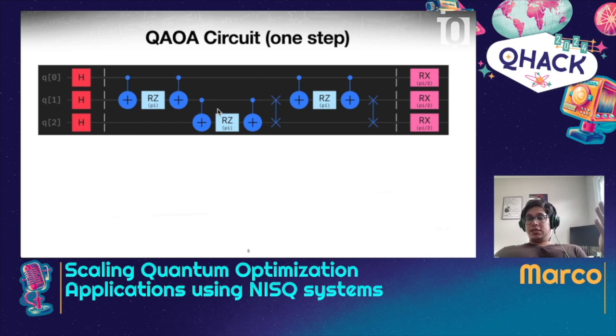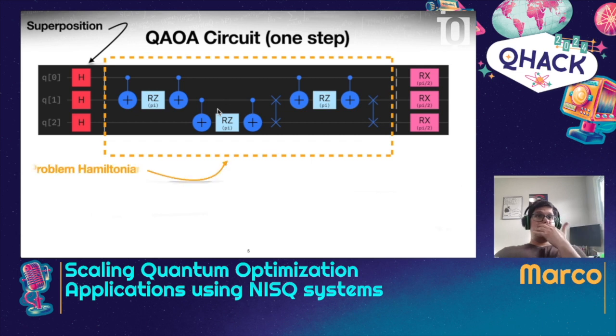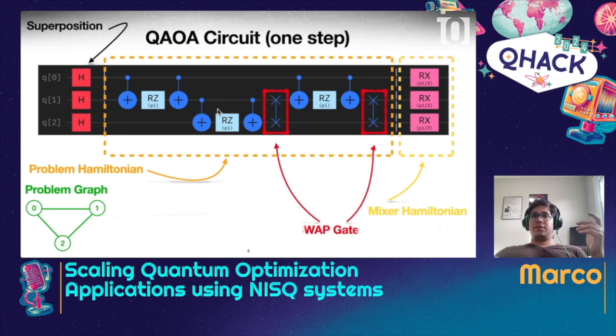Inside the QAOA circuit, for instance, this is one small example for 3 qubits. We start with the superpositions, and there are two pieces of the QAOA circuit that are very important. One is called the problem Hamiltonian. It depends on the problem graph. Since we're doing combinatorial optimization, this problem comes encoded in the form of a graph. And there's a mixer Hamiltonian that is important for other things, like proving this theorem that you need.